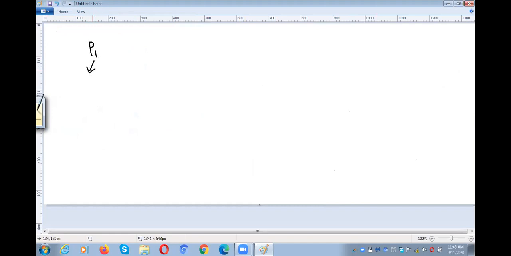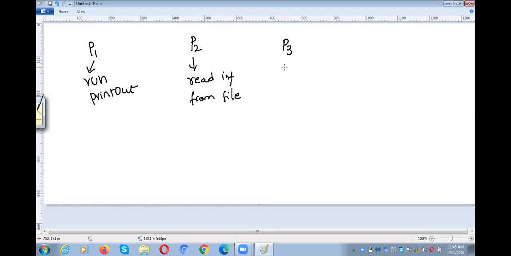What is job 1? Process 1. What is job 1? You need to run P1 and you need to take the printout. That is your first task. And second program. What is your second program? Reading information from file. And it is your program 3. So program 3 is prime.c program, for example. This is a reverse.c program, for example, where these three processes are available.